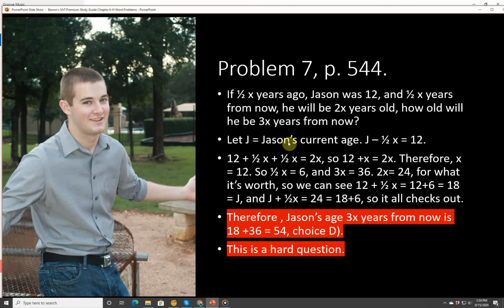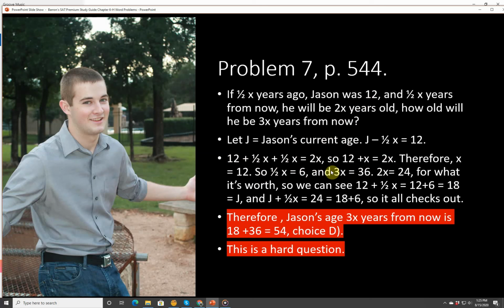Well, alright, let J be Jason's current age. So we know that J minus 1/2 X is 12. And then they're also telling you that he'll be 2X years old in 1/2 X from now. So then we know that 12 plus 1/2 X plus 1/2 X equals 2X, so 12 plus X equals 2X. Okay, you should be able to figure out pretty quickly that X must be equal to 12. So 1/2 X equals 6 and 3X equals 36.